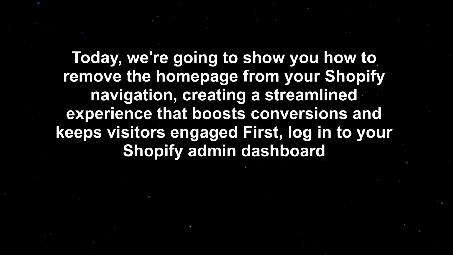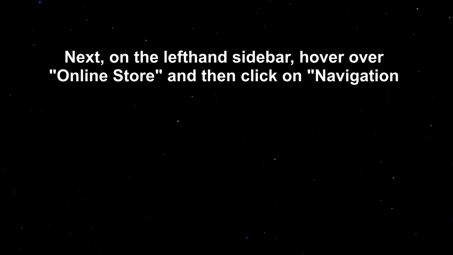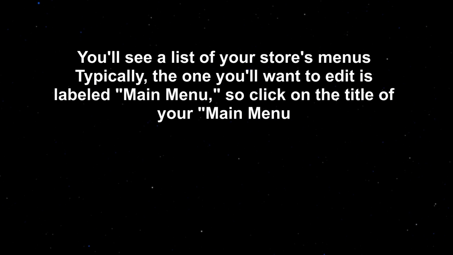First, log into your Shopify admin dashboard. Next, on the left-hand sidebar, hover over Online Store and then click on Navigation. You'll see a list of your store's menus. Typically, the one you'll want to edit is labeled Main Menu, so click on the title of your main menu.